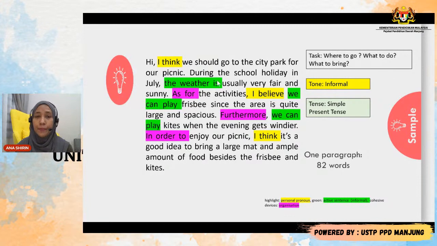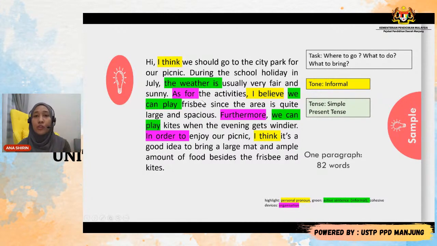That would be sufficient. What is the good part about this is that your elaboration actually has adjectives. So you're able to get good marks for the language. Okay? So you have fair and sunny. Even if you just say it's very sunny, that will be sufficient. Maybe by that way, you can write 80 words only. All right. And then in my next sentence, I indicate that this is an entirely new point that we're going to answer by using a cohesive device, which is as for the activities.